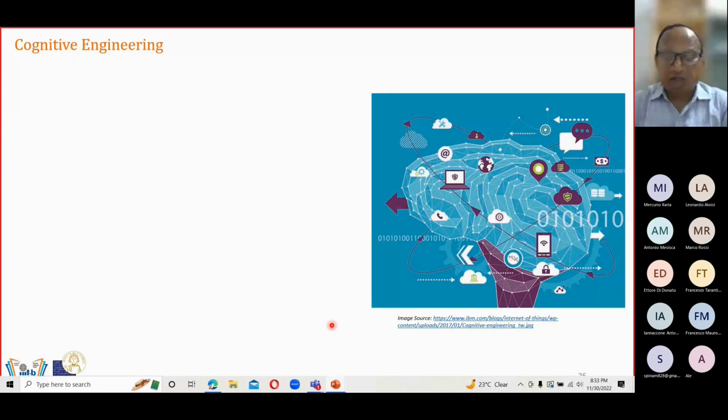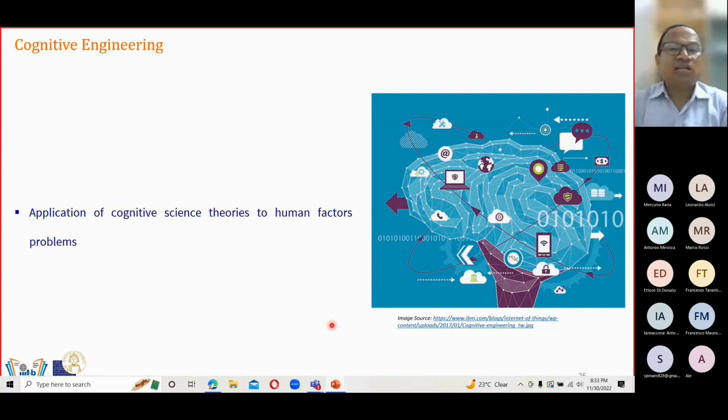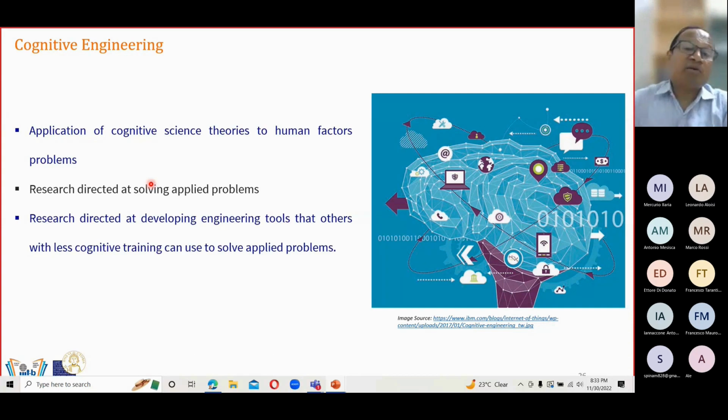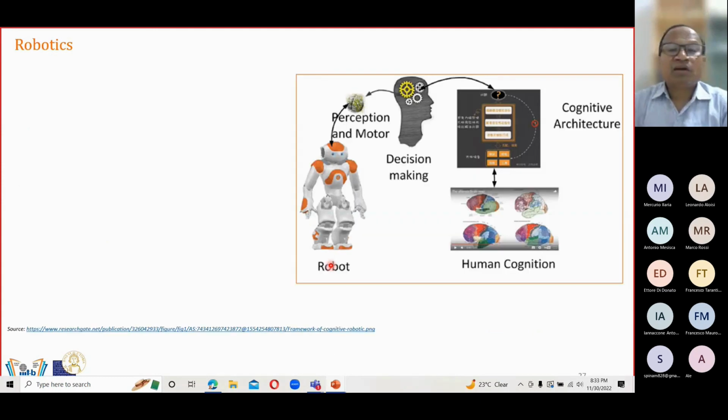So when we mentioned cognitive engineering, what is cognitive engineering? You look at the diagram, it's all development engineering over the brain: application of cognitive science theories to human factor problems. There is a cognitive science theory based on the psychological and philosophical aspects of the brain, to convert into human factor problems; research directed at solving applied problems; research directed at developing engineering tools that others with less cognitive training can use to solve applied problems.